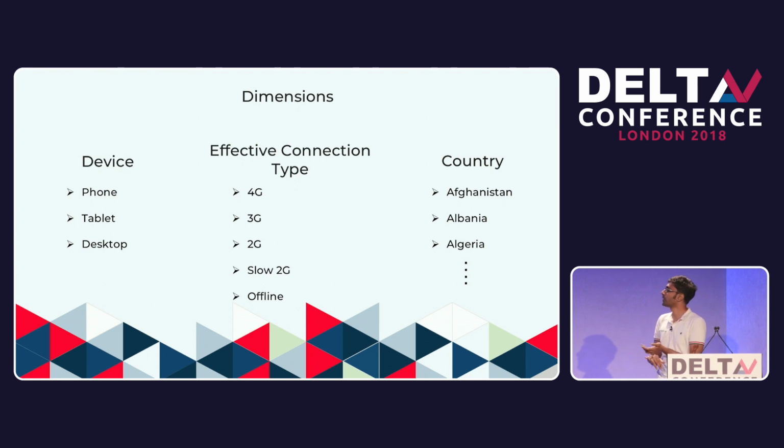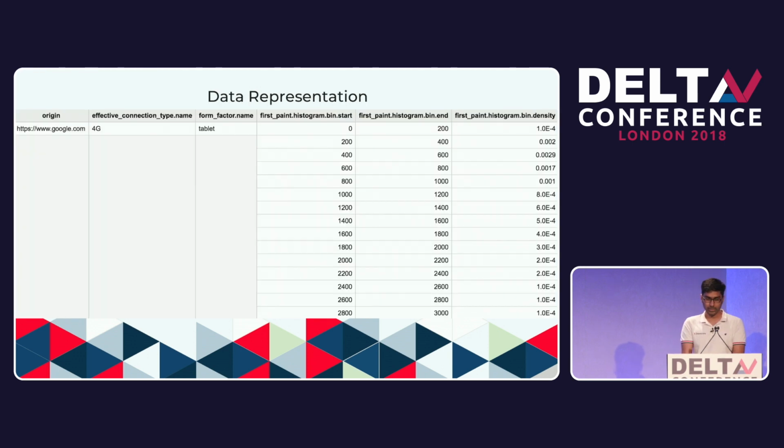So one is device, whether the user is coming from a phone, tablet, or desktop, and the effective connection type, which is an API in Chrome, the network information API. It tells you if the user is expected to be using a 4G connection, 3G connection, offline, and so on. And you can also get the data for users within different countries, which country the session was collected from.